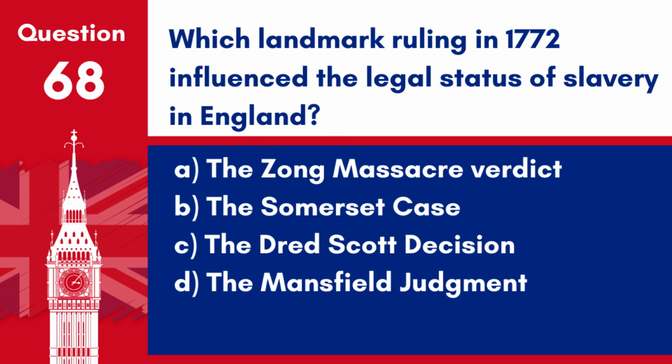Question 68. Which landmark ruling in 1772 influenced the legal status of slavery in England? A. The Zong Massacre Verdict. B. The Somerset Case. C. The Dred Scott Decision. D. The Mansfield Judgment. Answer. B. The Somerset Case. Lord Mansfield's judgment in the Somerset Case of 1772 was a significant moment in the legal history of slavery, finding that slavery was unsupported by common law in England.